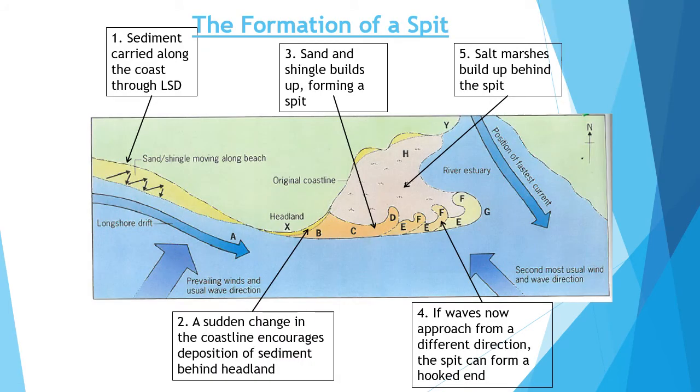So here we go in stages. You can see the stages 1 through to 5 here. Number 1, sediment is carried along the beach by longshore drift. We've explained that before. Number 2, there's a change in the direction of the coastline. 3, the sand continues to build up in the same direction it was being moved by longshore drift. 4, waves approaching from a different direction hook the end of the spit around. And number 5, I didn't mention before, but you've now got a relatively sheltered area of water, and into there you get what we call a salt marsh. That sheltered area gets deposition, making it shallow. Salt tolerant plants grow in there and you get what's called a salt marsh.